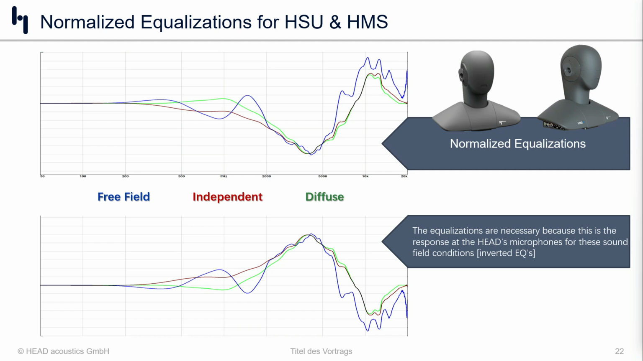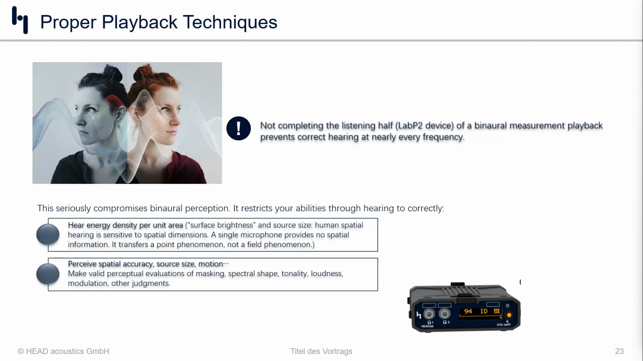So the reason for that is because the response out of the microphones in those conditions is this. I simply turned the graph upside down. So you get the noise floor improvement benefit that we've already discussed. If you don't complete the listening half of the binaural measurement chain, you cannot hear correctly at nearly every frequency, seriously compromising binaural perception. You can't hear energy density per unit area.